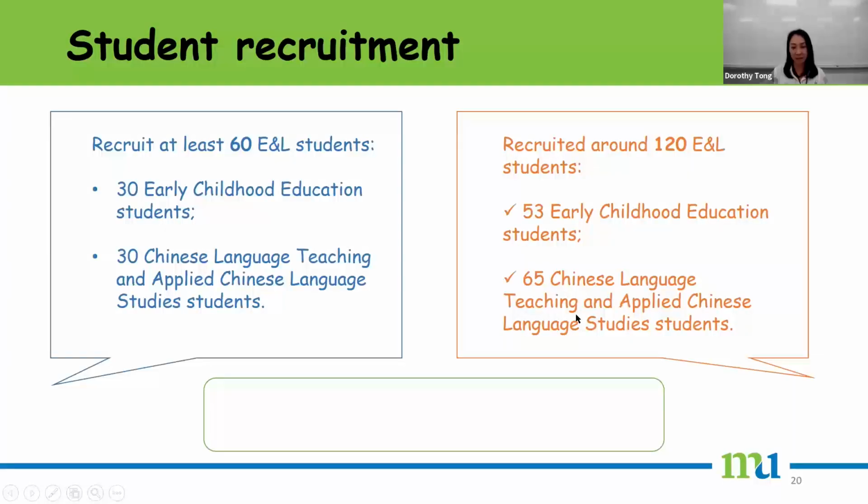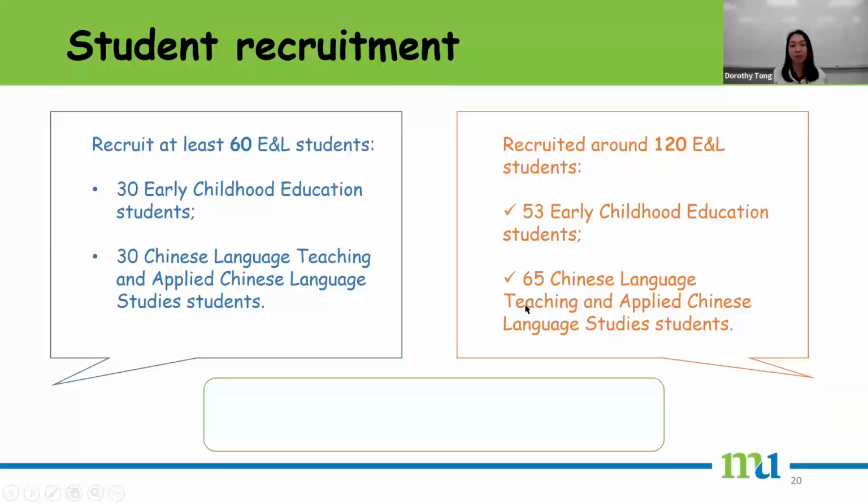But then the Chinese students are from 2 different programs. One is the language teaching program where they can get professional qualifications to become Chinese teachers in primary schools and secondary schools. And another one is applied child language studies. So 2 Chinese programs together make this amount.